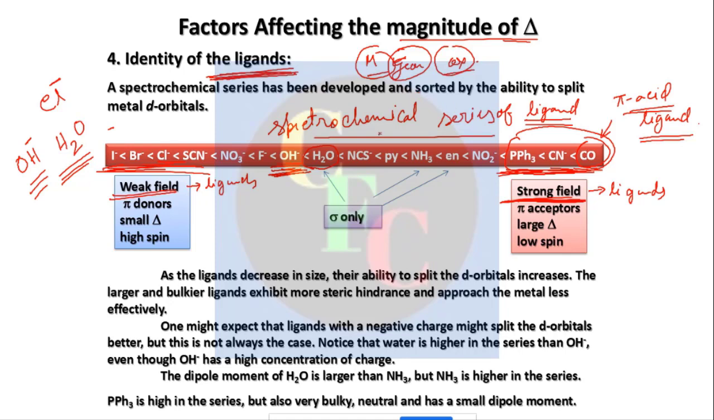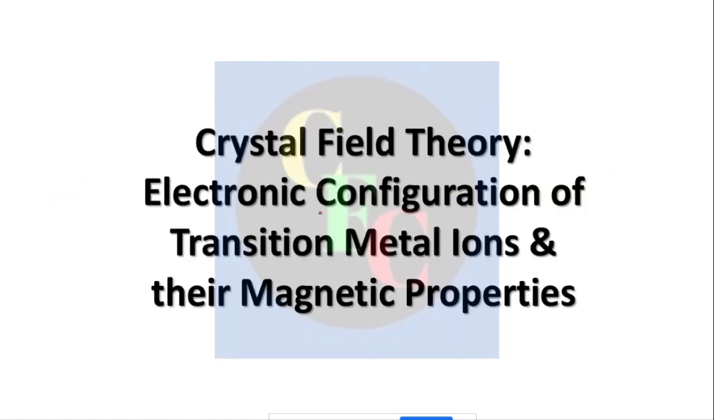I think I will end it here today. So what we learned today: the basic principles of crystal field theory, how the energies of the d orbitals are split, how the degeneracy of the d orbitals is broken in various crystal fields like octahedral, tetrahedral and square planar, and how the magnitude of this splitting is affected by various factors, namely the geometry, the charge of the metal ion, the size of the d orbitals, and lastly the ligands. In the next lecture we will study the electronic configuration of transition metal ions and their magnetic properties.